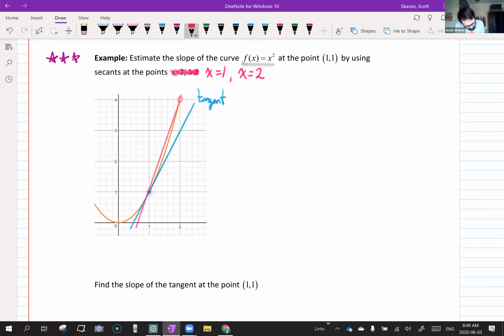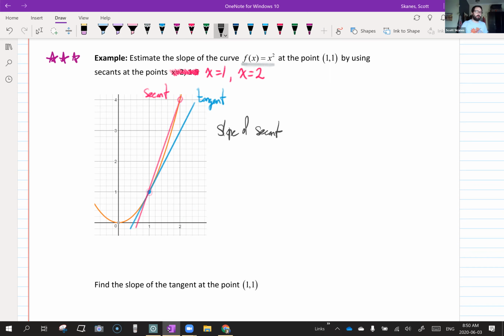That's our secant. You can see that the slopes are close but not perfect. So we're just going to get the slope of the secant the old way, and then I'm going to show you the new way. So what's the slope of the secant?